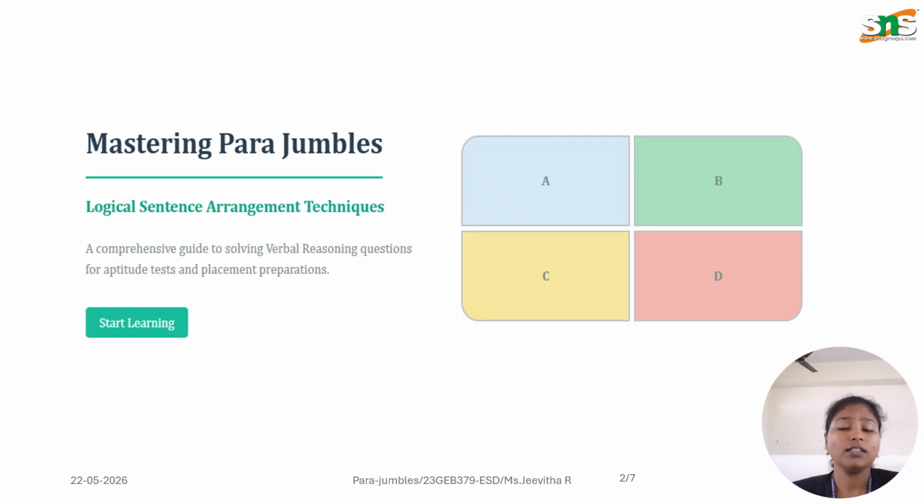The first slide tells the topic today is parajumbles, which stands for paragraph jumbles. This is the core of your verbal reasoning preparation. Now you may think, why do students need sentence arrangement skills? Let me explain. When you graduate and step into the industry, whether you become an application specialist or handle medical software, you will have to write clinical reports, project summaries, and communicate with global clients. If your sentences are unorganized, your data loses its value.